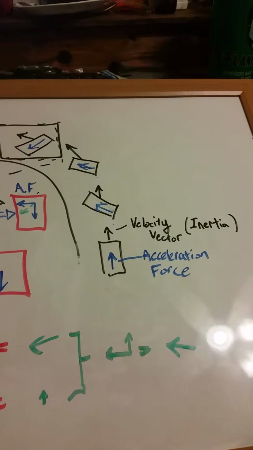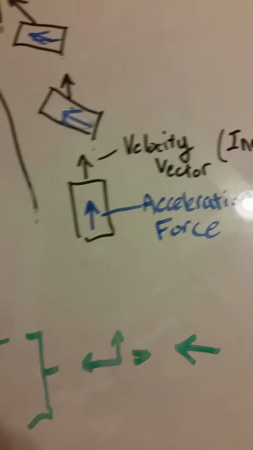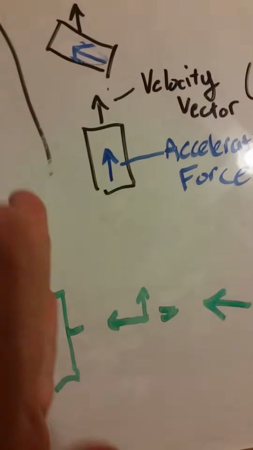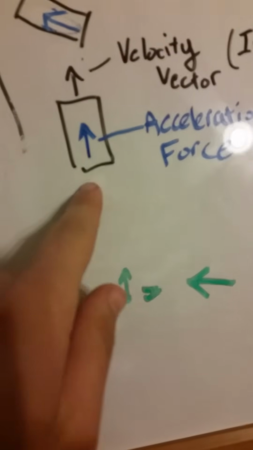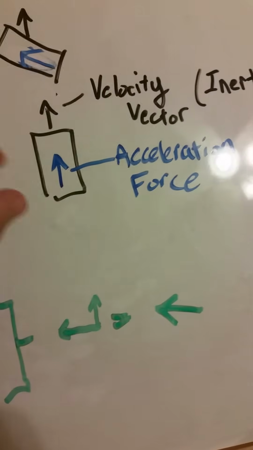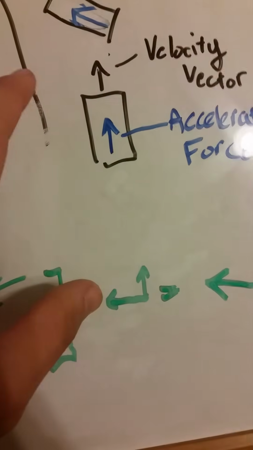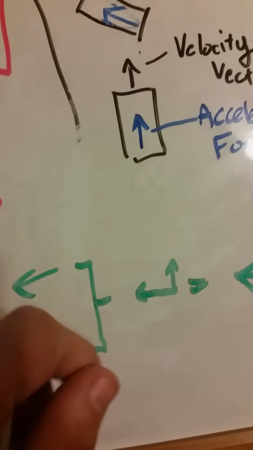So have you ever wondered how drifting works? Well, I'm going to try to explain it to you right now. As you're moving in your car, you have your velocity vector, which is pretty much your inertia, the way you're traveling, and you have the acceleration force that your tires exert onto the floor that actually pushes your car forward.